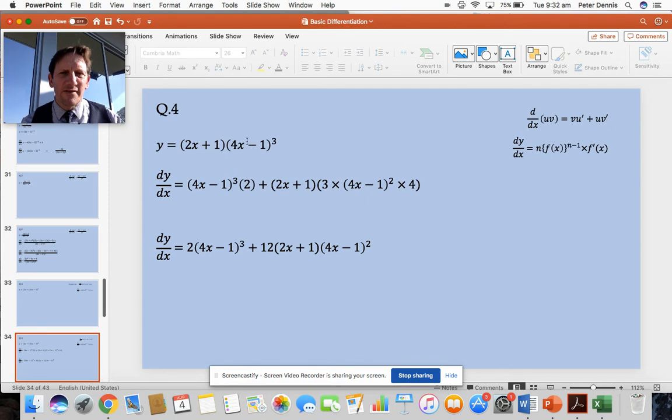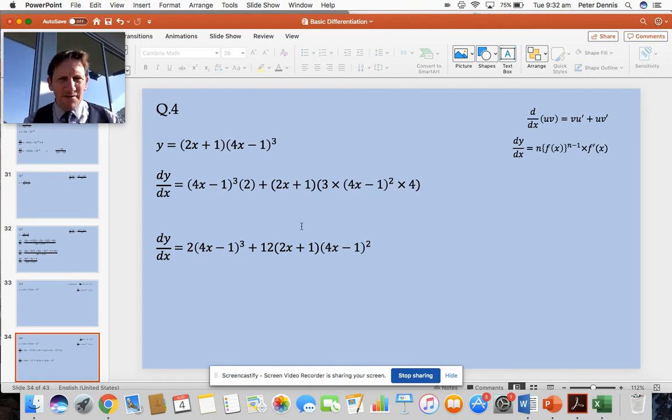So this, there it is there, times the derivative of the first bracket, plus the first bracket times the derivative of the second. So how do we get the derivative of this? 4x minus 1 to the power of 2 times 4. Where did this 4 come from? The derivative of what's inside the bracket.